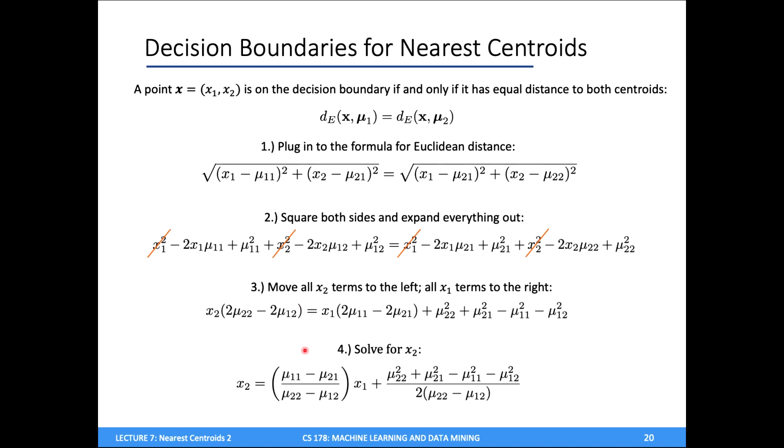Okay, and then for my last step, I'm just going to solve for x2, so I can divide by this constant everywhere. And I get an equation that says that x2 has to be equal to this term in parentheses, it's just some number, times x1, plus this last term, which is again just some kind of number. Here I'm assuming mu sub 2, 2 is different from mu sub 1, 2. It's a detail, don't worry too much about it.